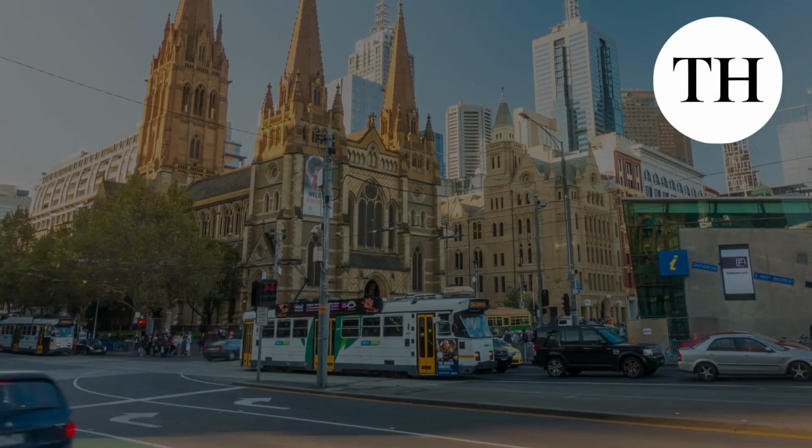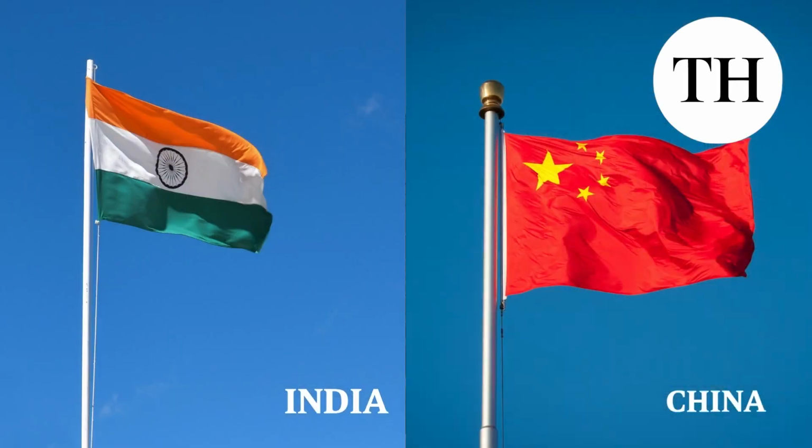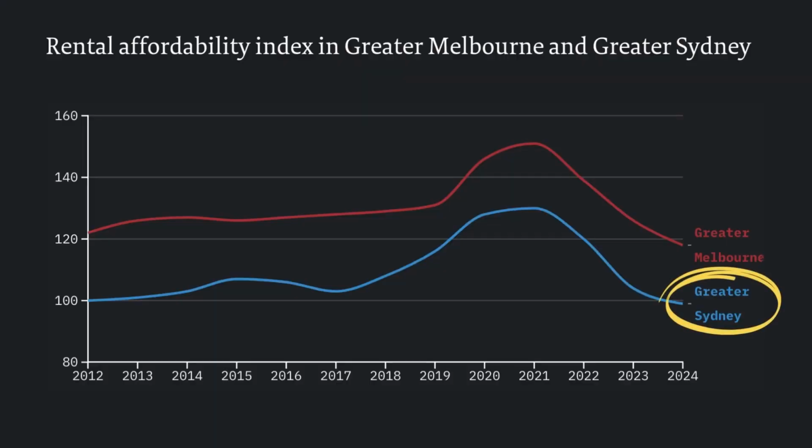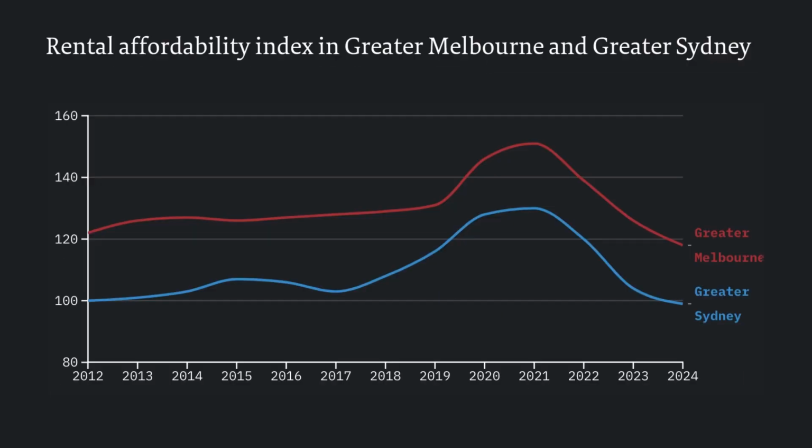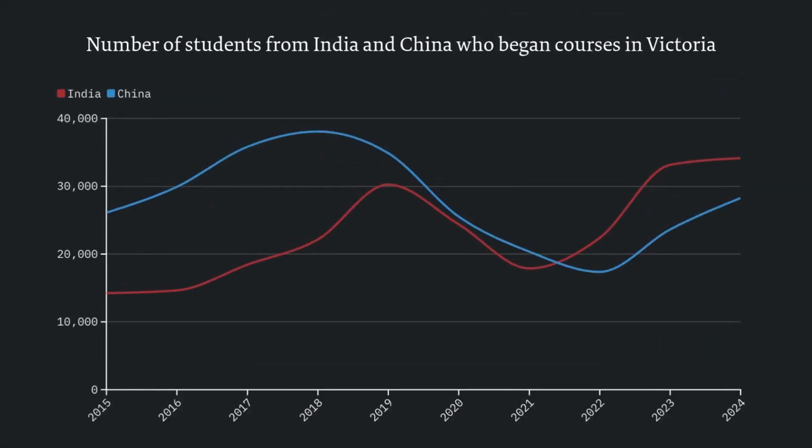Could it be because Indian students tend to study in regions with severe housing shortages? Let's take a closer look at the two largest groups of international students in Australia, India and China, and how they fit into the housing crisis debate. In Sydney, where the housing crisis is more severe, Chinese students actually outnumber Indian students. Meanwhile, in Melbourne, where the housing situation is relatively better, Indian students outnumber Chinese.